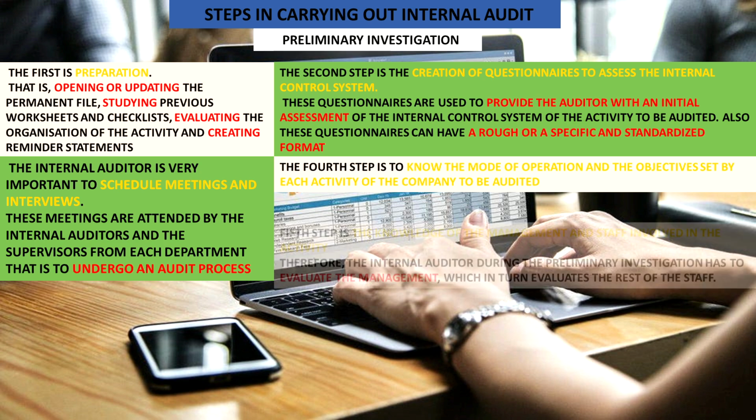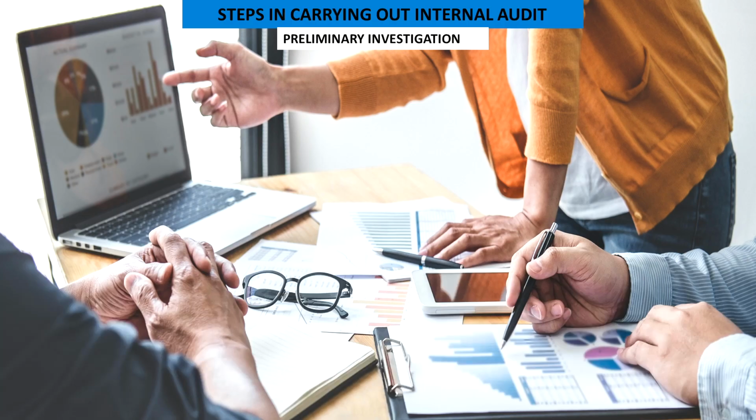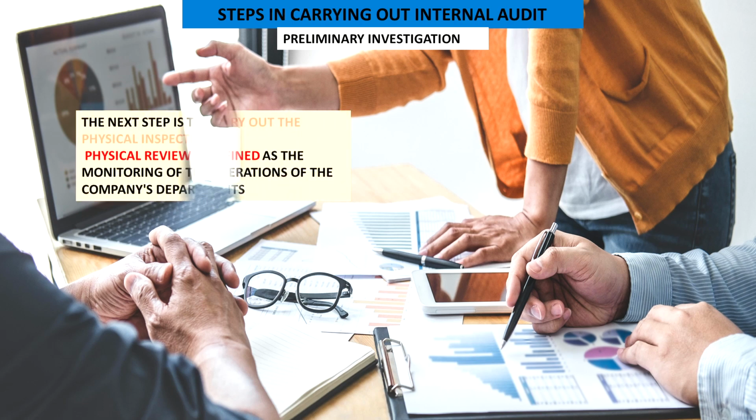The fifth step is the knowledge of the management and staff involved in the activity. The staff is a very important part of companies and is the most important factor in the company's efficiency. Therefore, the internal auditor, during the preliminary investigation, has to evaluate the management, which in turn evaluates the rest of the staff. The next step is to carry out the physical inspection. Physical review is defined as the monitoring of the operations of the company's departments. It is a supreme efficiency factor as the internal auditor can check exactly where the problems are located.